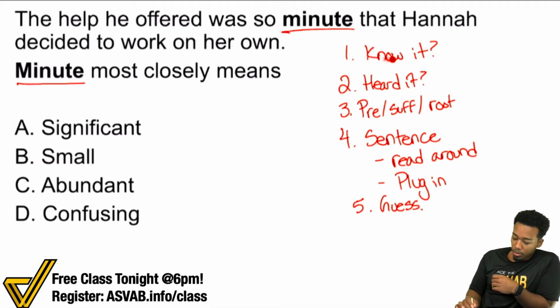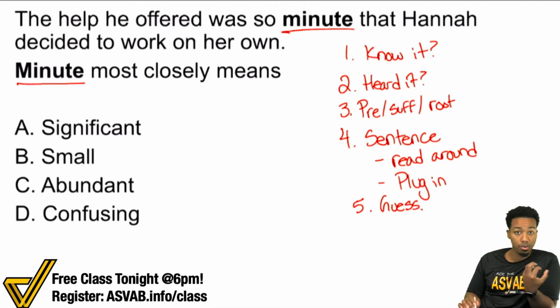So we don't know it. Maybe we haven't heard of it. Maybe there aren't any prefixes, suffixes, or root words. So let's use the sentence strategy. Can we read around the word and can we plug these answers in? The help he offered was so blank that Hannah decided to work on her own. So small, or so confusing, or so whatever, right? It seems like it just wasn't useful. The help he offered was so not useful that Hannah decided to work on her own. I think that's the best fitting word, but let's plug some things in.